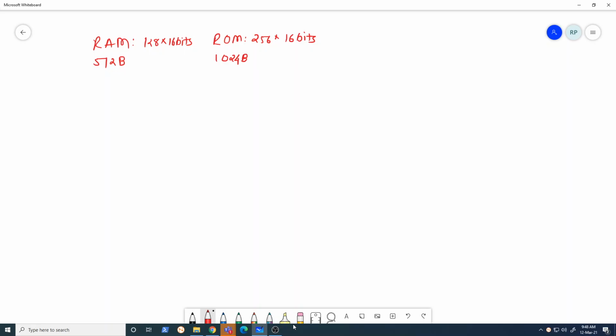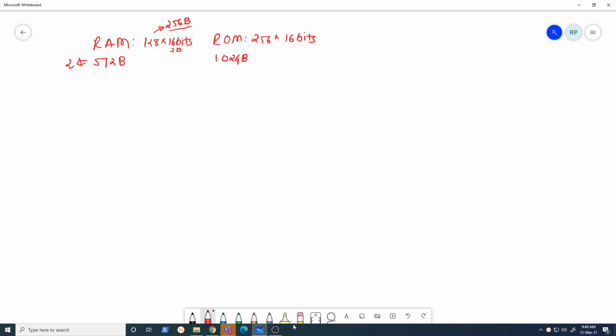Suppose I use this RAM, how many bytes will I get? This is 2 bytes, right? This is 2 bytes and this is 128. So 128 multiplied by 2, that is 256 bytes. So using 1 RAM, I will get 256 bytes. So for 512 bytes, 2 RAM.